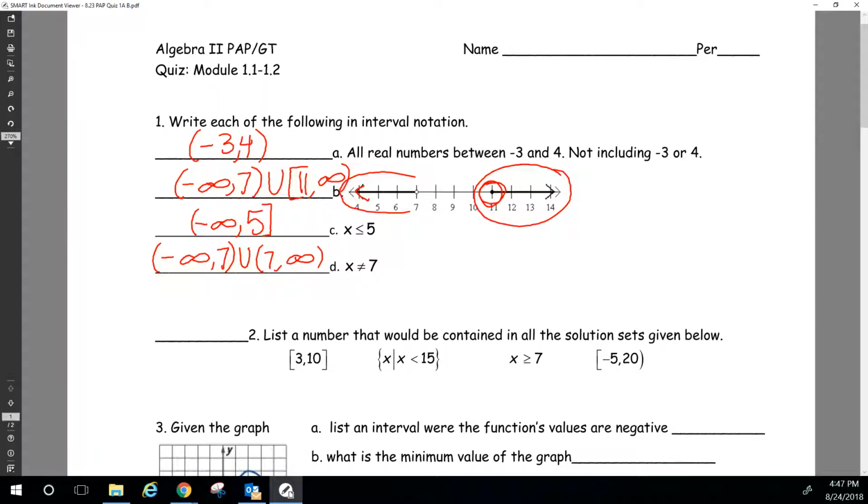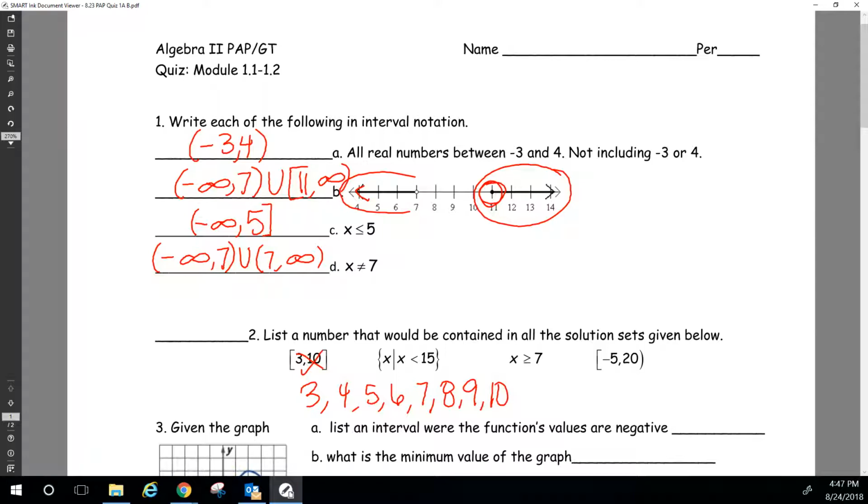Number 2, it says list the number that would be contained in all the solution sets given below. So we're going to start with 3 to 10. It could be any number, including 3.5, 4.5, 5.5, 6.25, 7 times the square root of 3. Any of these guys would work. But I'm just going to do the whole numbers because those are easy.